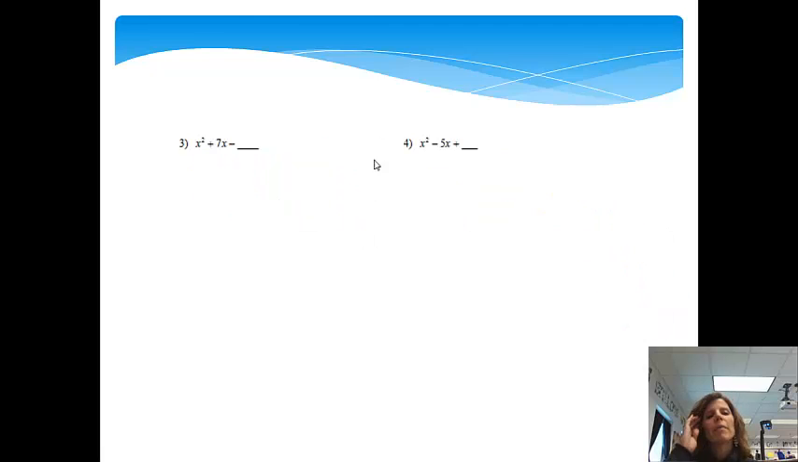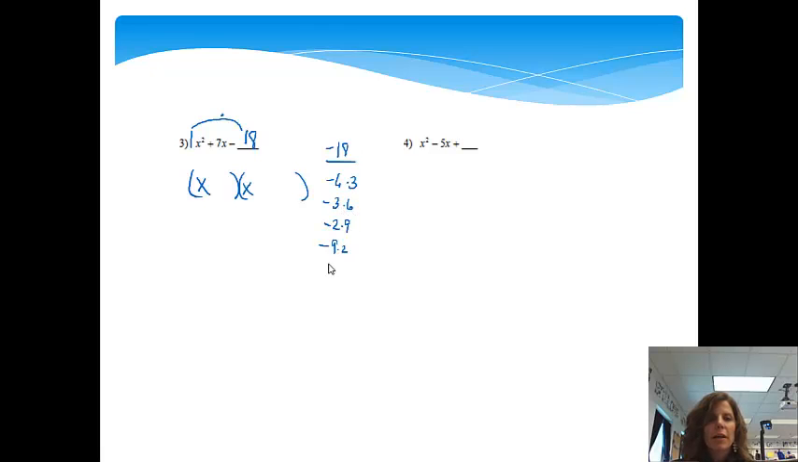Okay, problem 3, x squared plus 7x minus 18. All right, once again, it's a trinomial. It's quadratic, so I know I get to factor it into a product of linear factors. I'll start with x times x. 1 times negative 18 will give me negative 18. I'll list my choices. Negative 6 times 3, negative 3 times 6, negative 2 times 9, negative 9 times 2, negative 1 times 18, negative 18 times 1.